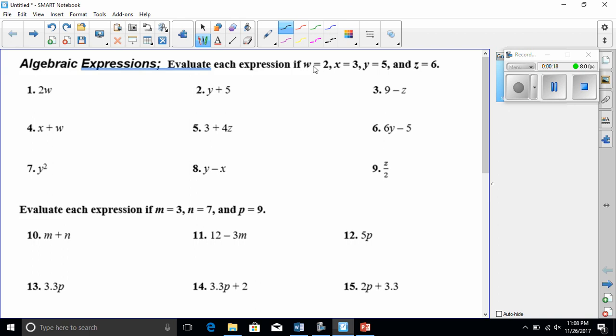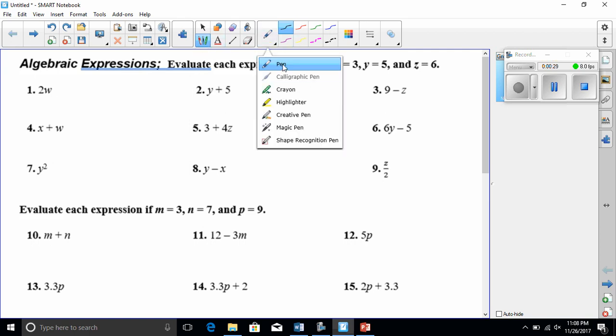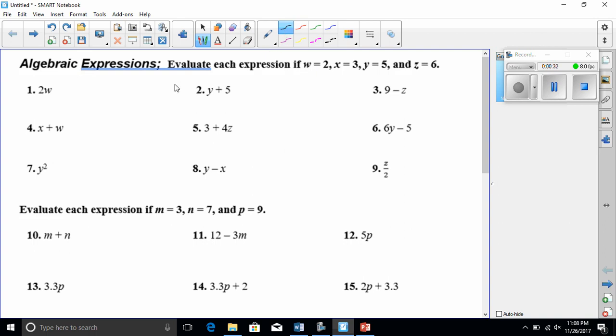Well, if I have 2w and I know that w is 2, then I really just have 2 times 2, don't I? So if I was to do this, it's going to let me change to pen, I should say. Pen, black ink. 2 times 2, well, that's going to be 4, so no big secret there. Do we see how we're doing? It's just using substitution. If I do number 3, that's 9 minus z. Well, I know z is 6, so that's really 9 minus 6, and of course that's going to be 3. Pretty easy, right? I think you guys got the gist of this.